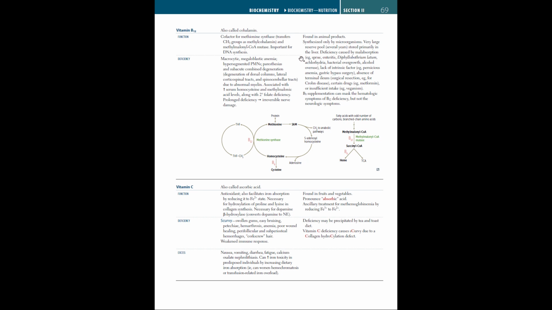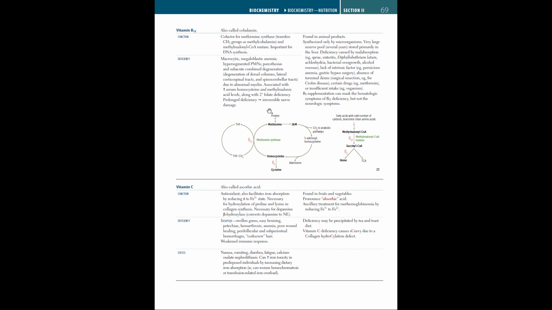Now, a patient with vitamin B12 deficiency might present with macrocytic megaloblastic anemia, such as found in B9, with hypersegmented PMNs. Also paresthesia and subacute combined degeneration, so degeneration of the dorsal columns, lateral corticospinal tracts, and spinocerebellar tracts, due to abnormal myelin. This is associated with increased serum homocysteine and methylmalonic acid levels, along with secondary folate deficiency. This prolonged deficiency of vitamin B12 can lead to irreversible nerve damage.